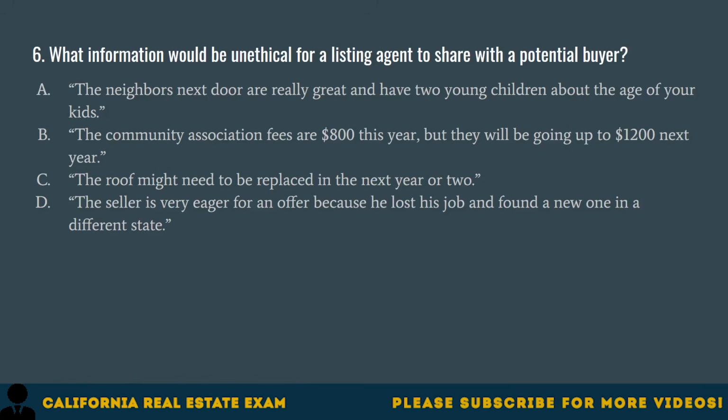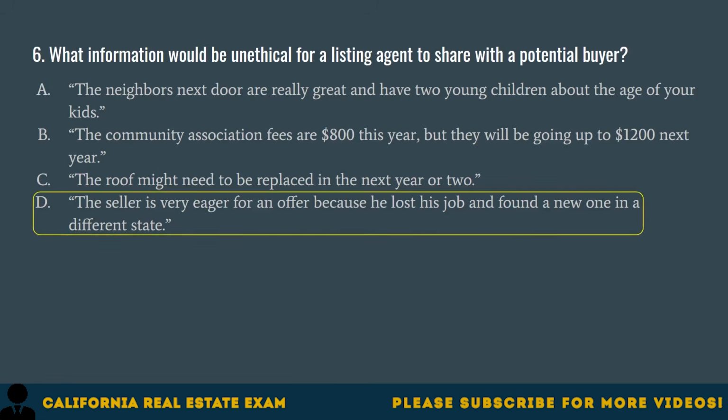Question 6. What information would be unethical for a listing agent to share with a potential buyer? A. The neighbors next door are really great and have 2 young children about the age of your kids. B. The community association fees are $800 this year, but they will be going up to $1,200 next year. C. The roof might need to be replaced in the next year or 2. D. The seller is very eager for an offer because he lost his job and found a new one in a different state. The correct answer is D.